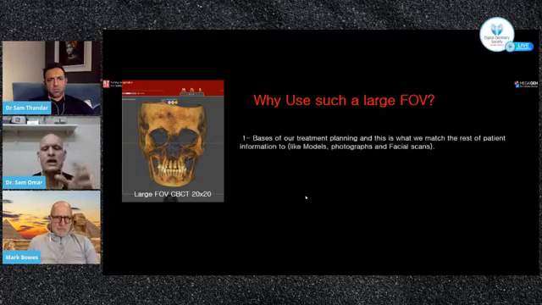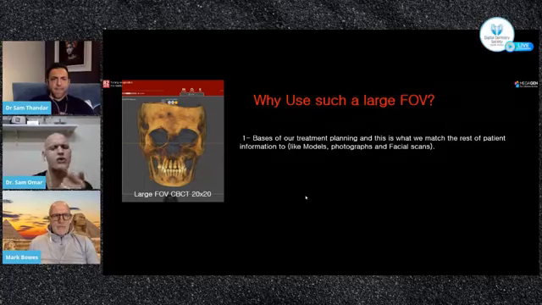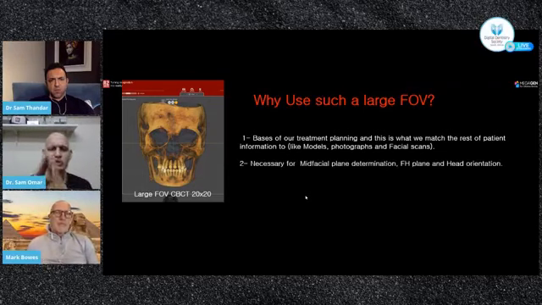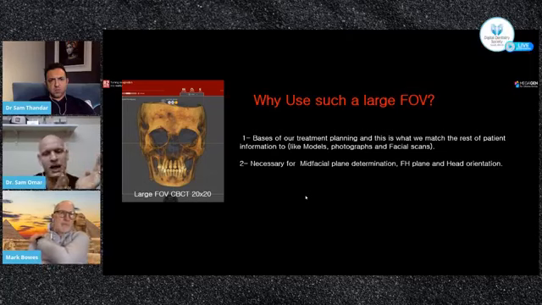First thing is, this large FOV becomes the base of our treatment plan. And this is basically what I'll match everything to. All the rest of the patient's information, the facial scan, the models, the photographs, everything else matches to this facial scan, to this large FOV CBCT. That's number 1. Number 2, it's really necessary for me to know where the midline of the patient is.